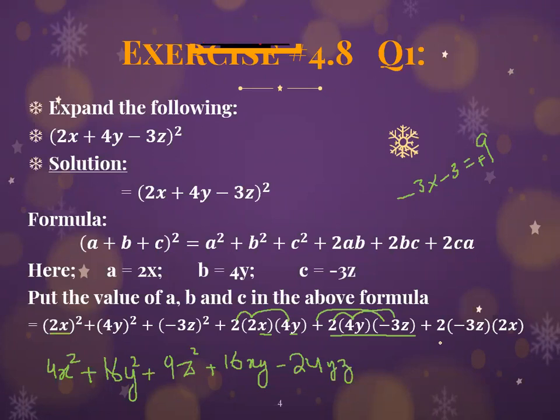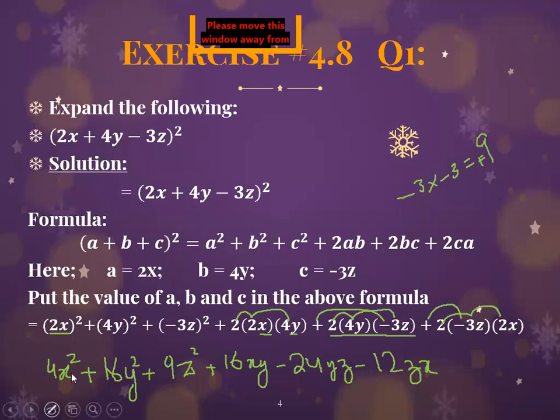Now the last one is this one. Again you have no square here, so plus minus will be minus. Now 2 multiplied by 3 is 6, 6 multiplied by 2 is 12. So you will write it down here 12zx. So the answer will be 12zx. Why minus sign? Because plus minus will be minus.